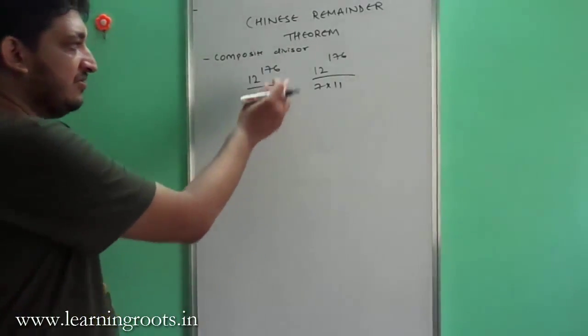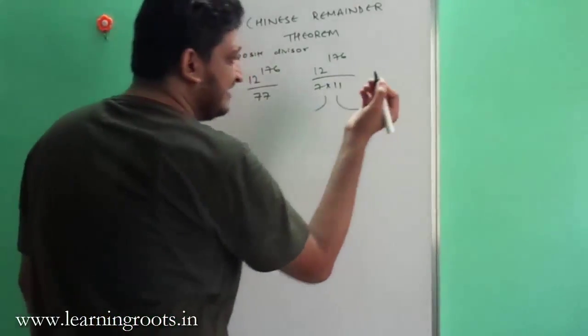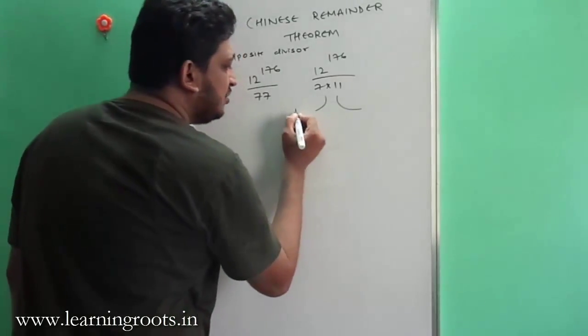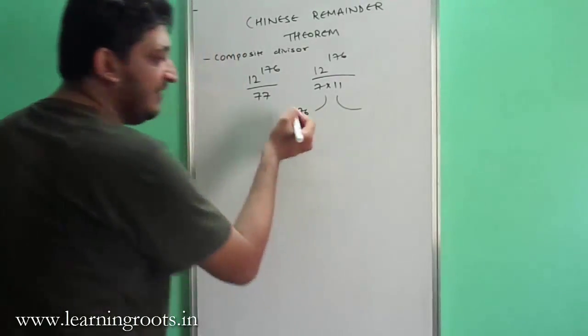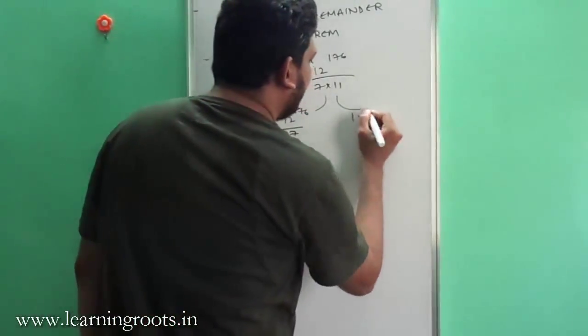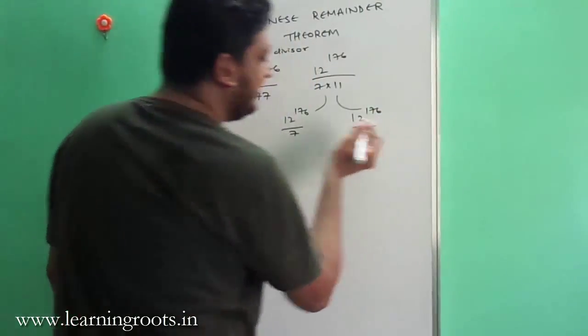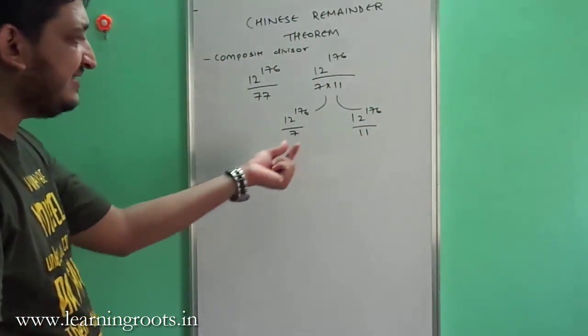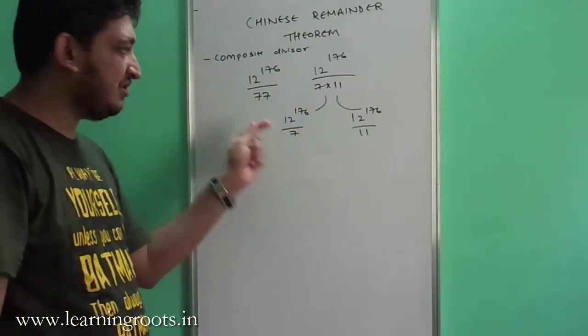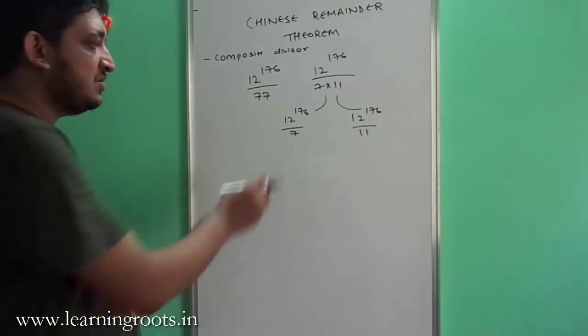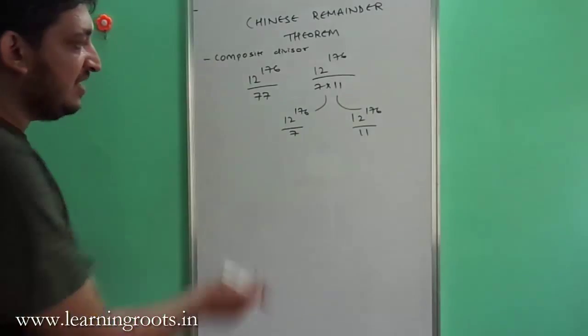So we will split this entire thing, and it becomes 12 raised to 176 divided by 7. We will find the remainder for this, and 12 raised to 176 divided by 11. We will find the remainder for this. Now it becomes very simple because now we are dealing with 7 and 11, whereas earlier you were dealing with 77. Because it's 7 and 11, it becomes very easy. Both of them are prime.